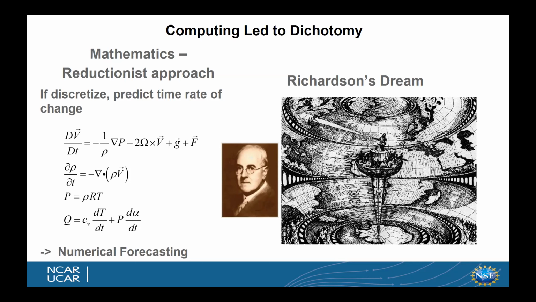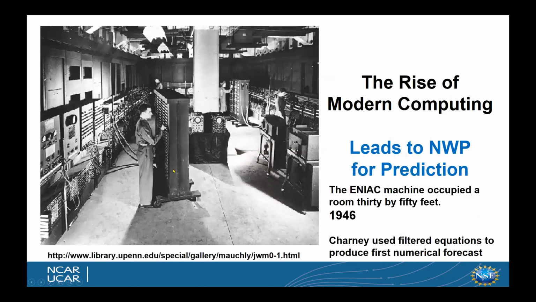And he visualized what we now know as modern computing, with multiprocessors. Now, it wasn't until the rise of modern computing, and of course everybody knows the ENIAC, developed in around 1946. The first big problem accomplished was numerical weather prediction. Unlike L.F. Richardson, Charney, who led the team that did this, filtered the equations and was able to produce the first NWP forecast.